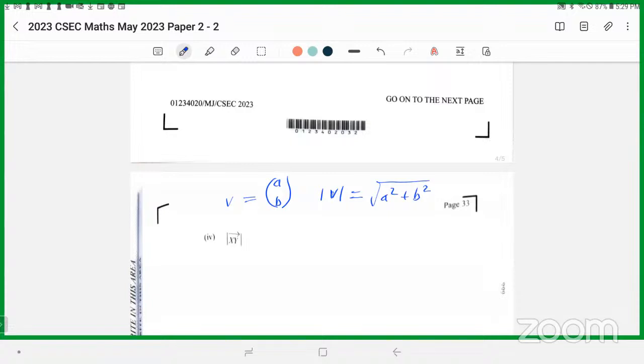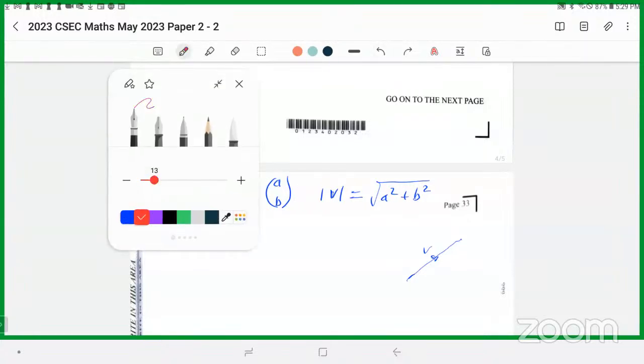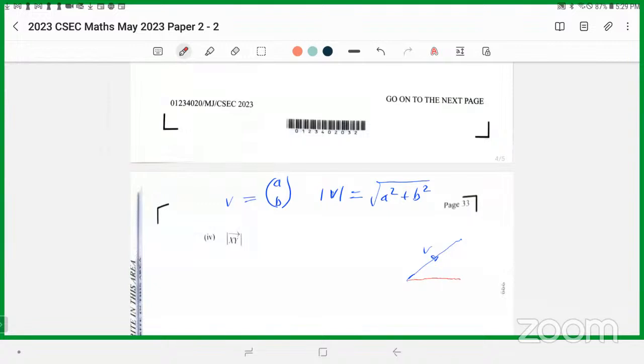Why is that? Because if the vector is V like this, then the AB here really means A this way and B that way. So this is A and this is B. And if you want to find this length, we are using Pythagoras' theorem. The modulus is the length of the vector, the length of this side. And that's where that comes about.